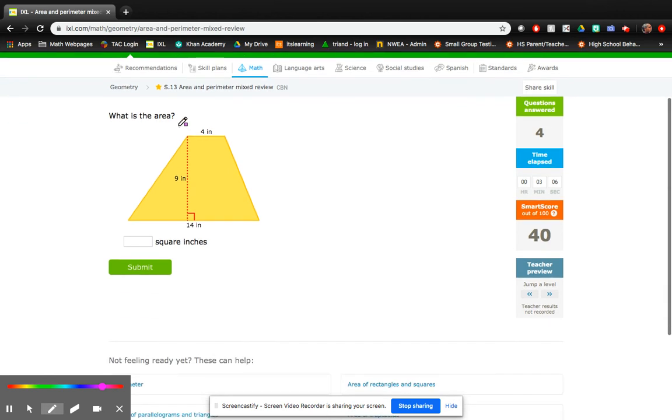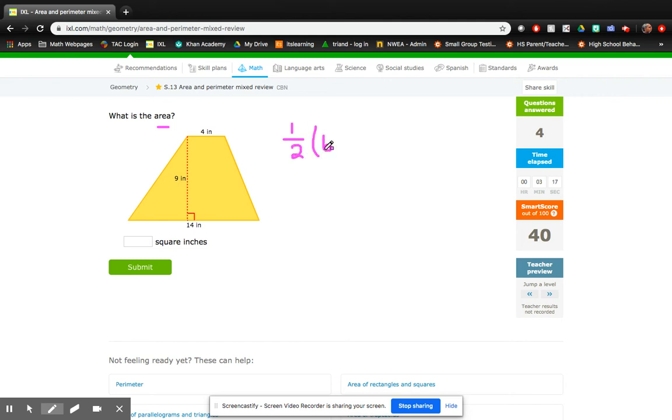Okay, area of this trapezoid. The area formula of a trapezoid is a lot like triangle. It's 1/2 base times height. The problem is, in a trapezoid, there are actually 2 bases, and we have to add them together. So it's 1/2 base 1 plus base 2 times height. And our bases are like this top and this bottom. So we're actually just going to add the top and the bottom together.